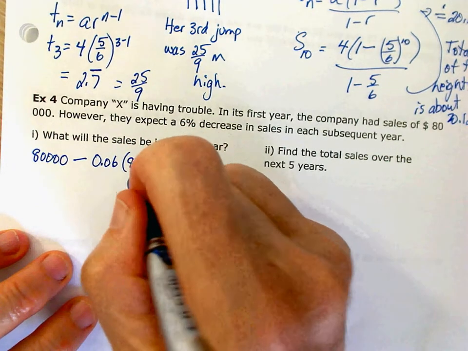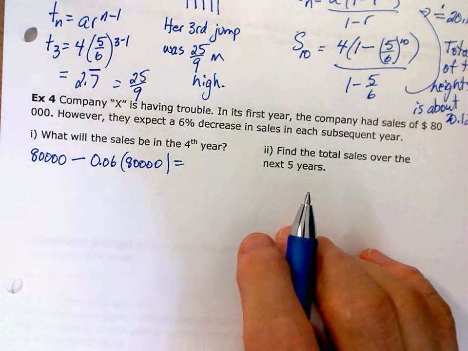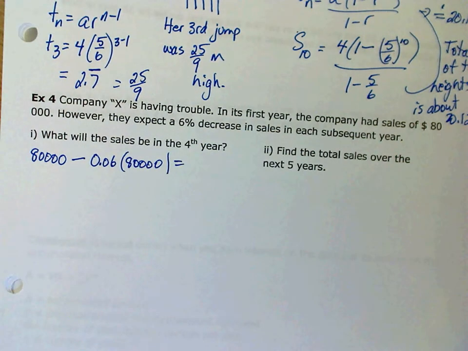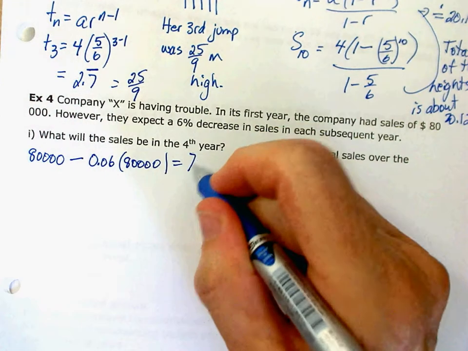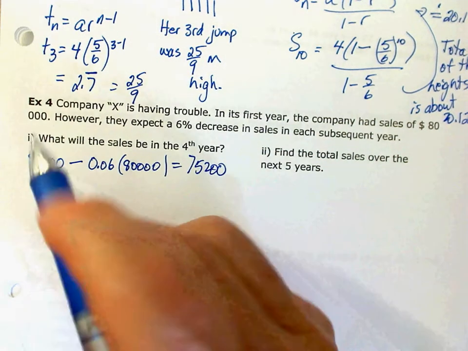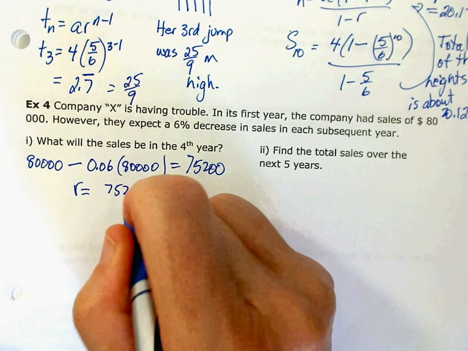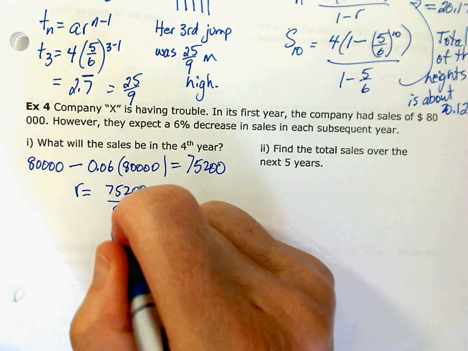So the term number, if the first term is 80,000, then the second term is going to be 80,000 minus 0.06 times 80,000, which is equal to 75,200. That's the second term, that's the first term. So r is equal to 75,200 over 80,000, and we get what?